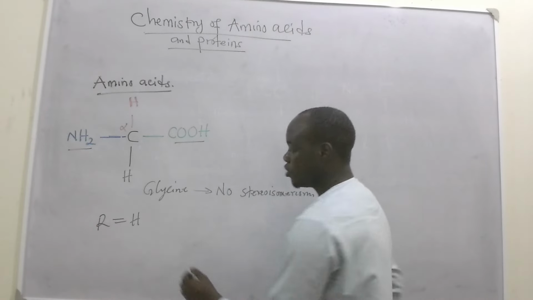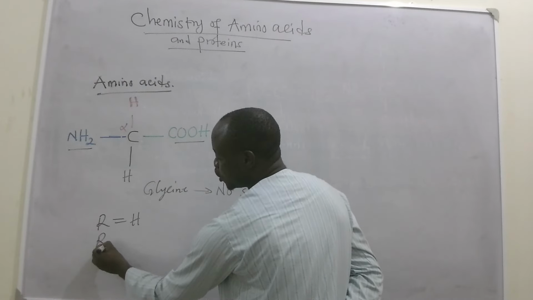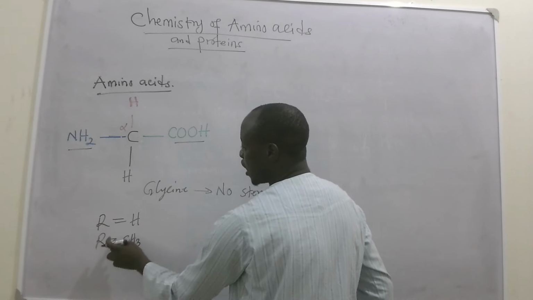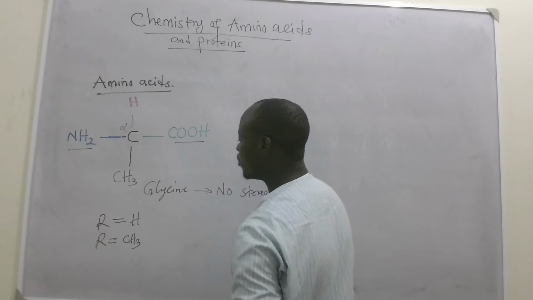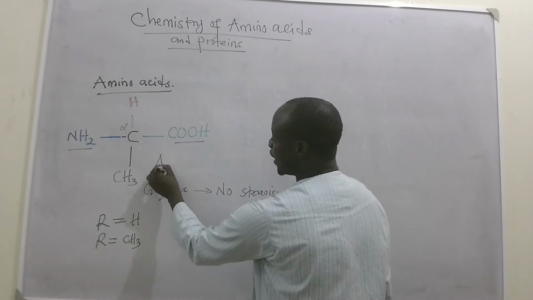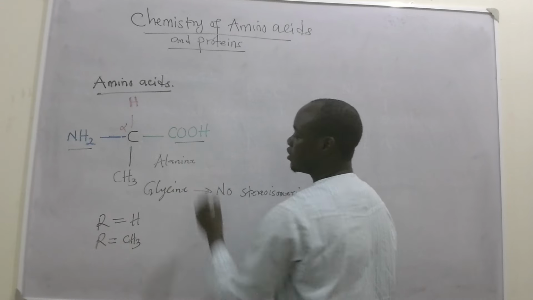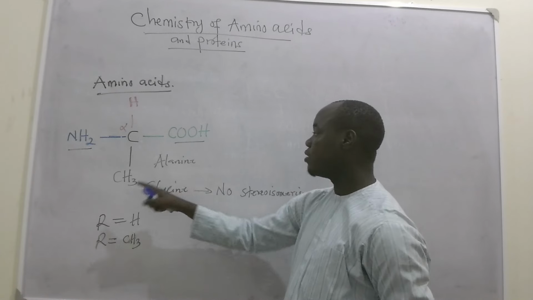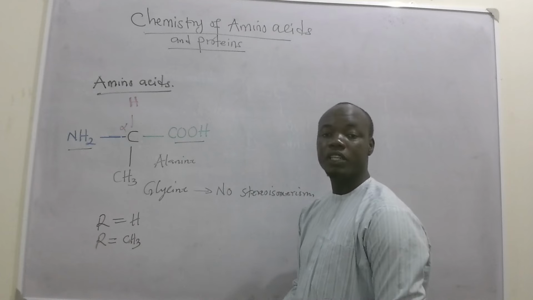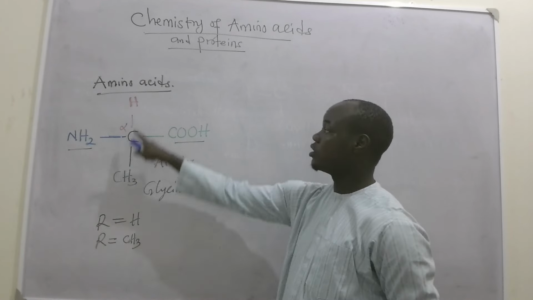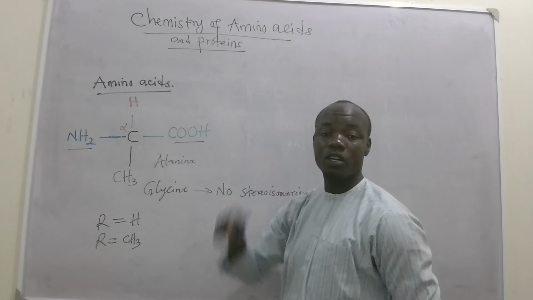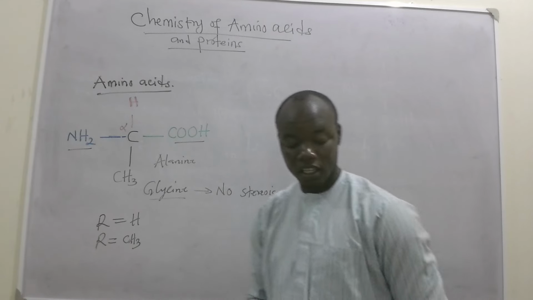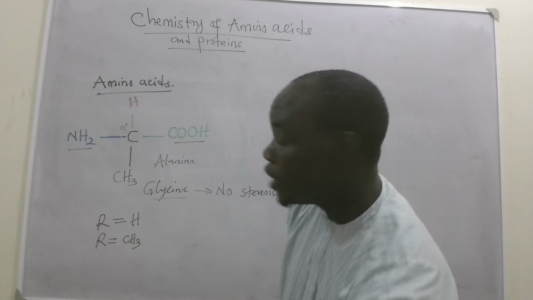stereoisomerism. So we can also have an amino acid that has the R side chain to be CH3. So we now replace the R with CH3. The amino acid that has CH3 is alanine. So this is alanine, and it has CH3. And of course, alanine can undergo optical isomerism or stereoisomerism, because the methyl group is different from all the other groups here. So it's only glycine, among all the standard amino acids, that doesn't undergo stereoisomerism.